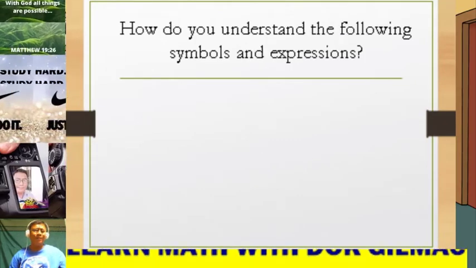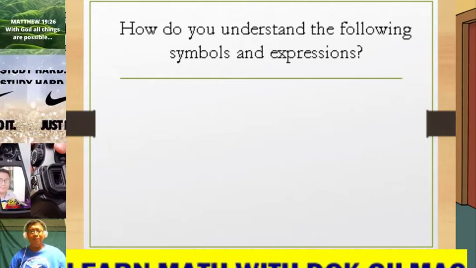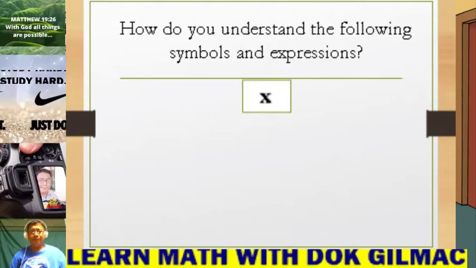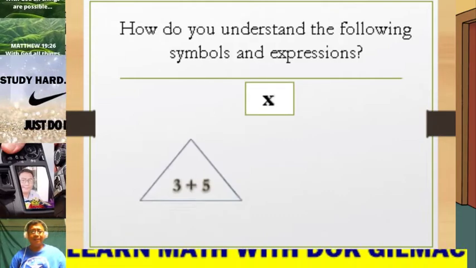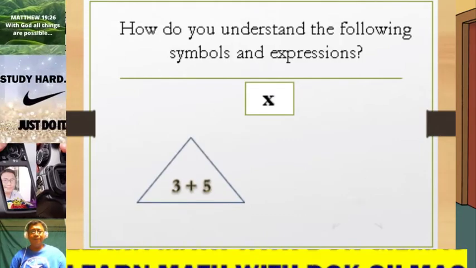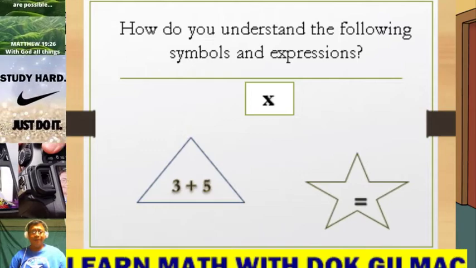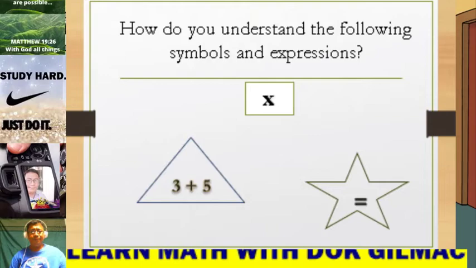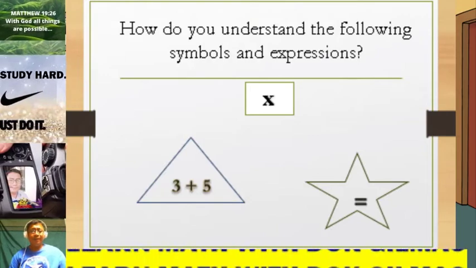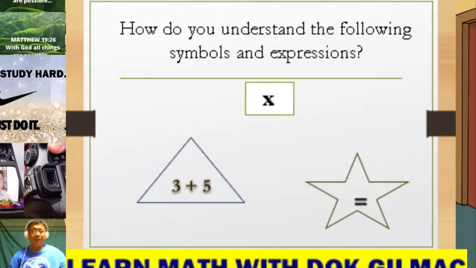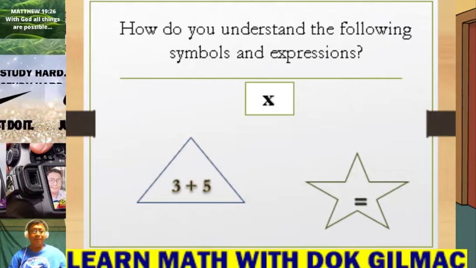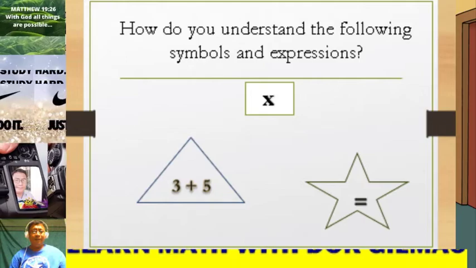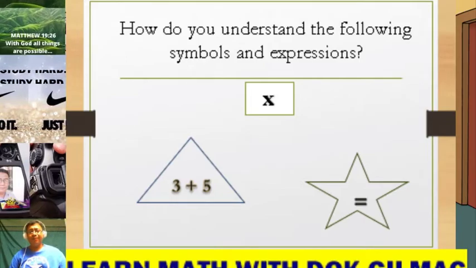How do you understand the following symbols and expressions? Here, x, b plus 5, and the equal sign. That's right. These are simply the basic symbols and expressions in algebra.